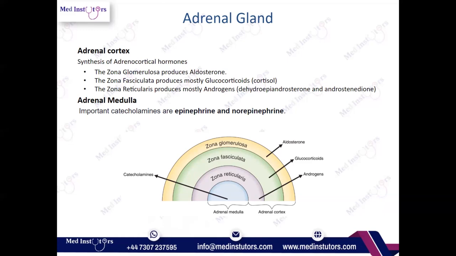So when we took a cross section of adrenal gland, it consists of two parts. It has the outer part, which is known as cortex, and it does have an inner part, which is known as adrenal medulla. This outer cortex is further divided into three parts, and each of these three parts creates a different kind of hormones.